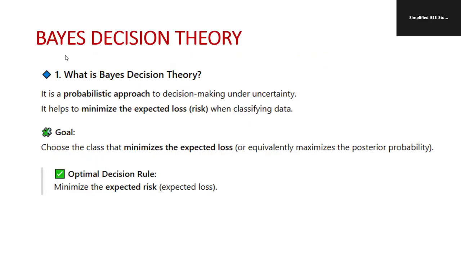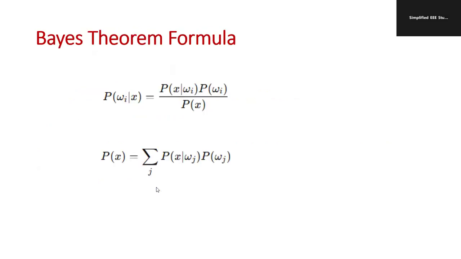So moving on to the discussion here, you are going to become familiar with Bayes decision theory. Bayes decision theory is a probabilistic approach for decision making under uncertainty. Moreover, it helps to minimize the expected loss. That is another specialty. The purpose is to minimize the expected loss, which is the major thing, and it minimizes the expected risk as well. There is a formula where we can apply Bayes theorem.